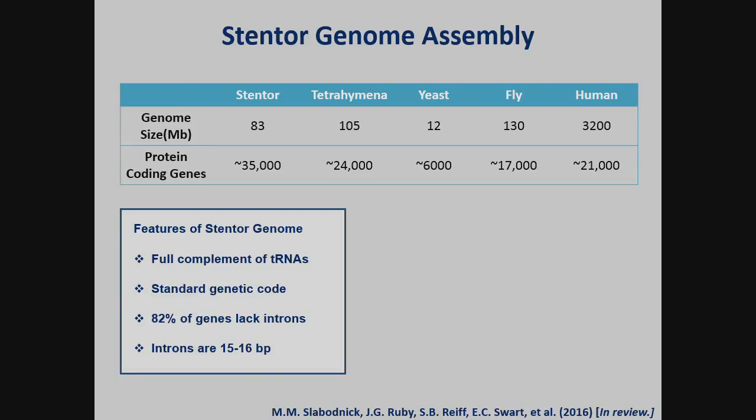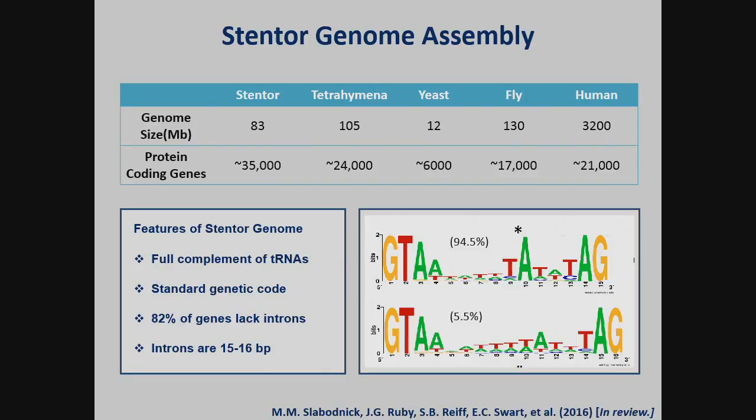We also found that the genome is very intron poor, and 82% of genes lack introns altogether. Of the introns that we do find, they tend to be 15 to 16 base pairs, which as far as I know is the smallest intron size in any organism known. And our collaborator, Estienne, has also found introns of this size in Condylostoma, which is related to Stentor.